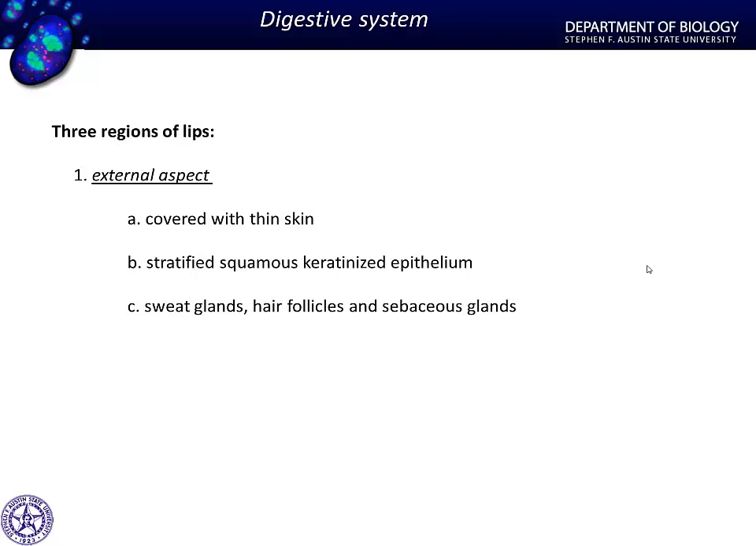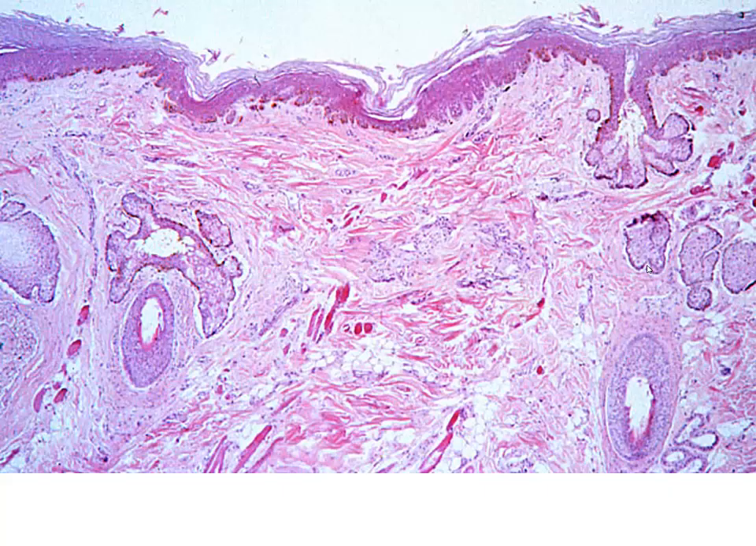So the external part of our lip, again, same as thin skin. Stratified squamous keratinized epithelium, sweat glands, hair follicles, sebaceous glands, everything we come to expect. And if you were to look at this level of magnification, you would be hard-pressed to know, are we looking at thin skin? And where on the body exactly are we looking at with this thin skin?